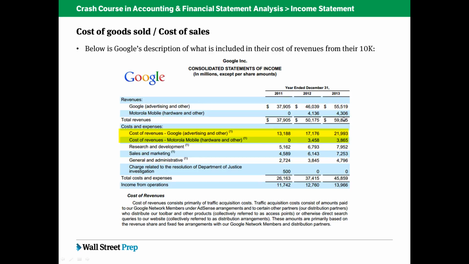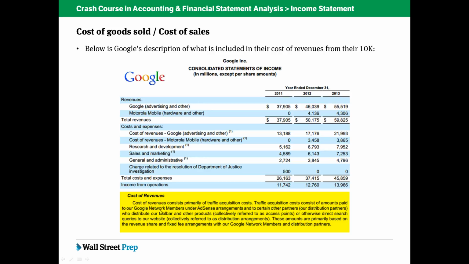They generate revenues of $60 billion, of which $24 billion, again, also their biggest expense line item, is their cost of revenue. What is their cost of revenue? It consists primarily of traffic acquisition costs.